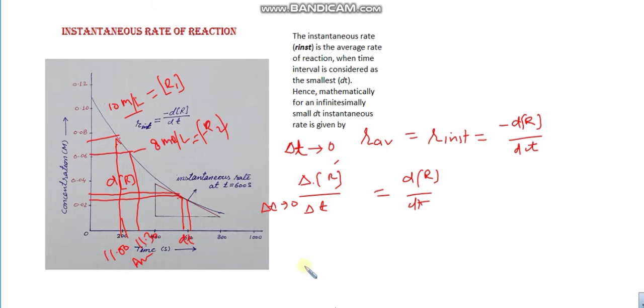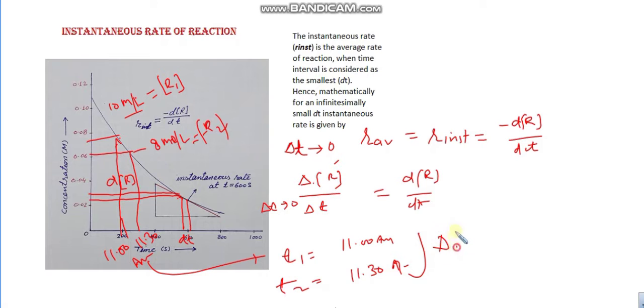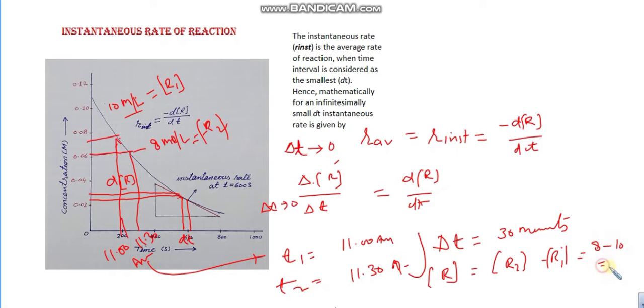So what is the time interval here? Here T1 is equal to 11 am and T2 is equal to 11:30 am. So what is delta T here? Delta T is 30 minutes, and delta R is R2 minus R1, that is 8 minus 10, that is minus 2 mole per liter.